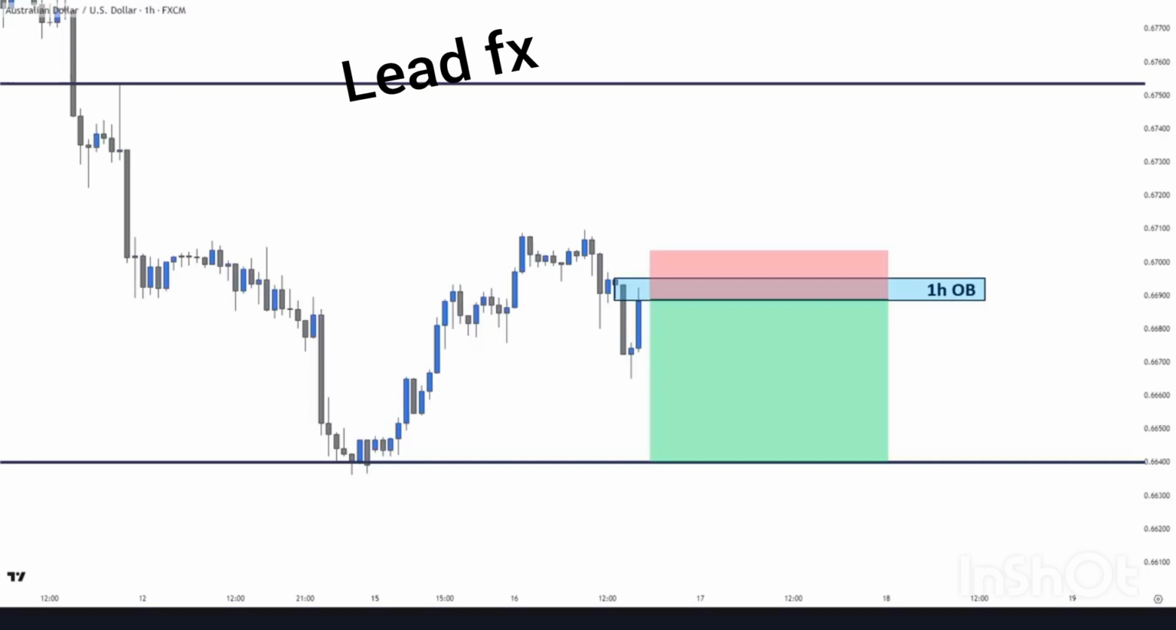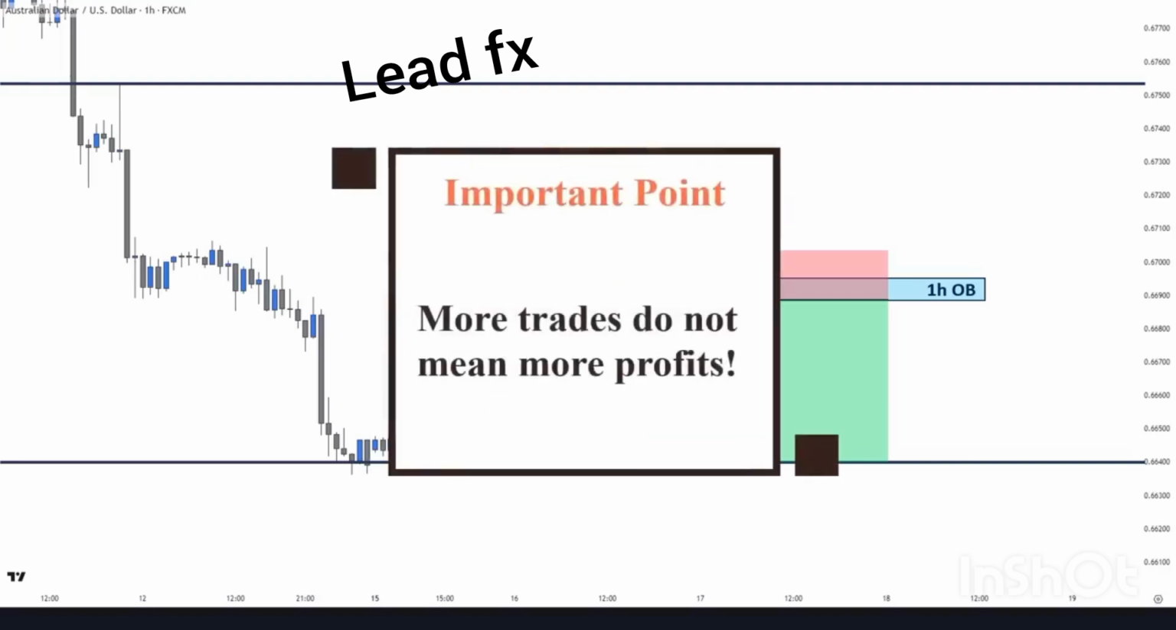Right now, there is no need to look for confirmations in a lower time frame unless someone wants to look for more trades based on the analysis we made. But remember, more trades do not mean more profits.